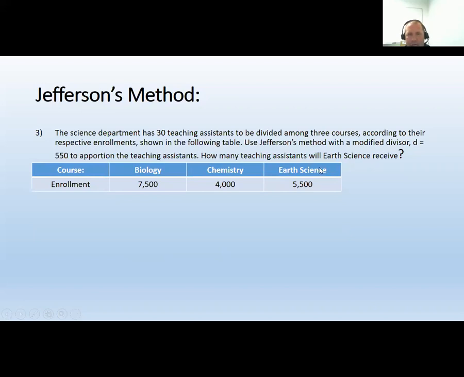So the question is on Jefferson's method, which way to round. Let me let you try this for about a minute. You just have to figure out how many teaching assistants earth science will get based on a modified divisor of 550. And so let me see if you can determine that.